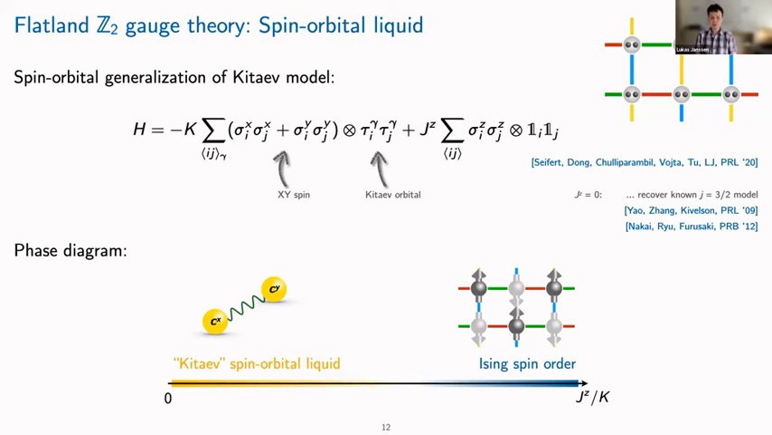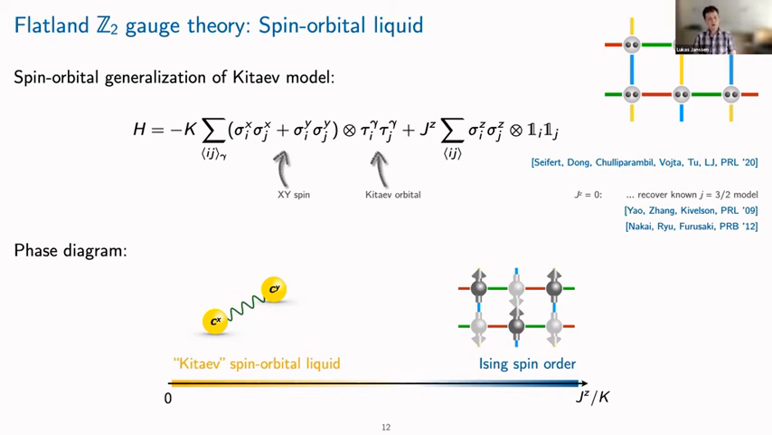It features gapless spinons, but for large J_z, eventually we expect a transition towards a state where this second term, this interaction term, the J_z term, actually induces magnetic order, because it's this Ising interaction, it's an Ising magnetic order. And if J_z is positive, it would be an antiferromagnetic Ising order. So these are the two limits. And the question is, what's actually the phase diagram in between? Is there a direct transition between these two states, or is there something in between? What's the nature of the transitions and so on?